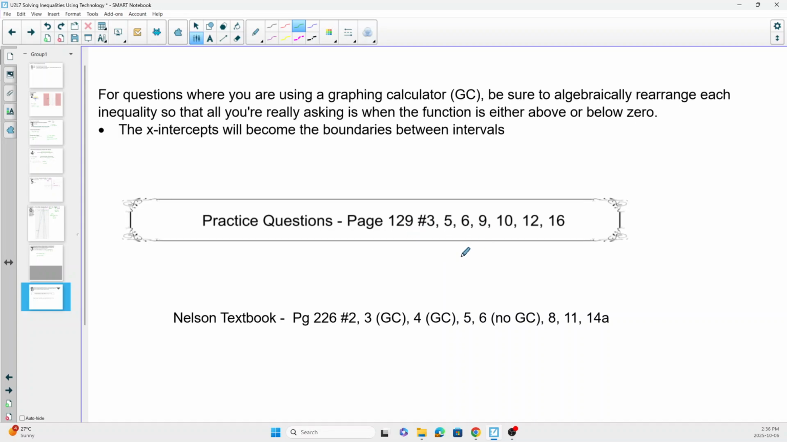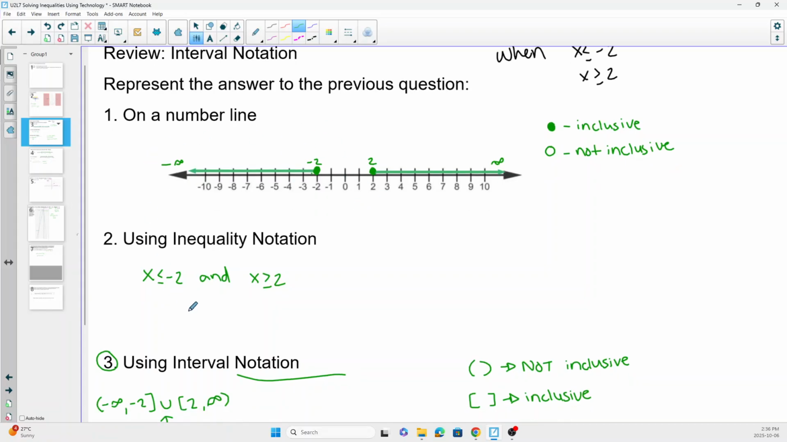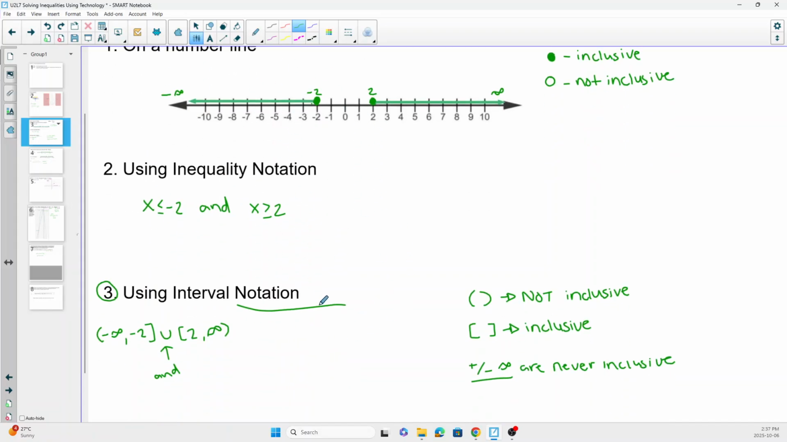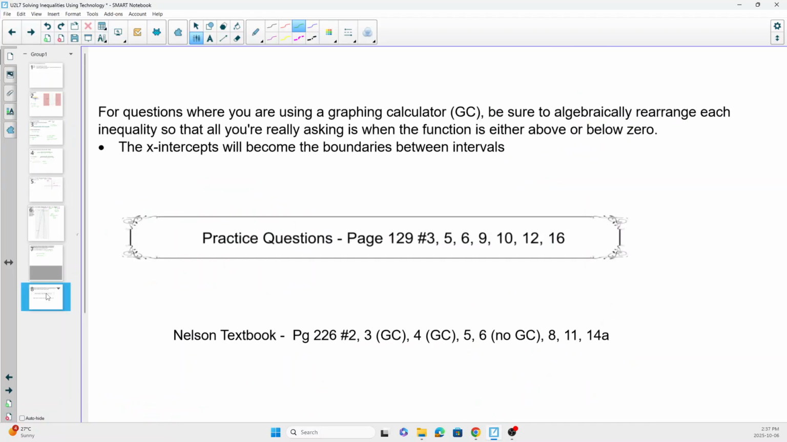Okay, so there's some practice questions. The exit ticket primarily focuses on being able to represent answers in the various notations, just because this is usually the part that we struggle with. And then in the next lesson, we will look at how we can do this without using any graphing capabilities.